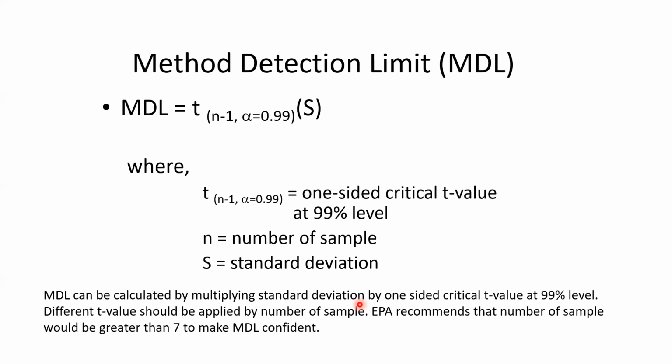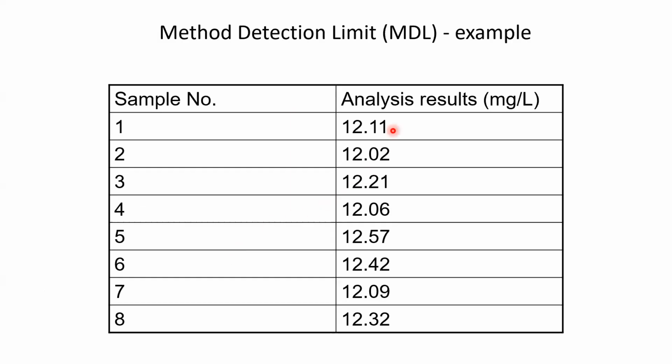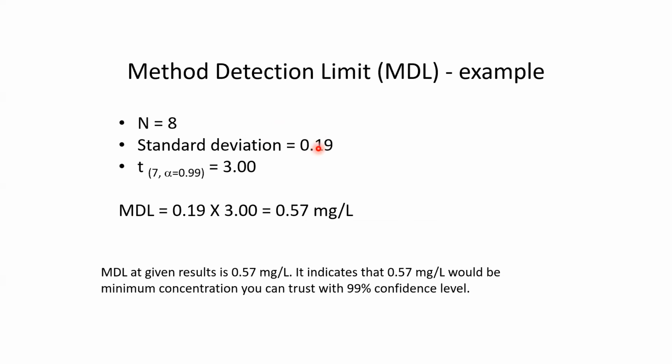So there is a method of doing it. This is the formula for MDL: the t value with n minus 1 degrees of freedom at 99% confidence, where n is the number of samples and n minus 1 is the degrees of freedom, multiplied by the standard deviation. If you run a sample 8 different times, for example an arsenic concentration in a contaminated water sample, the values vary from 12.02 to 12.57. Same sample, run 8 times, and you find the standard deviation is 0.19. For n equal to 8, n minus 1 is 7, alpha 0.99, the t value is 3. So MDL is 0.19 times 3, which is 0.57.